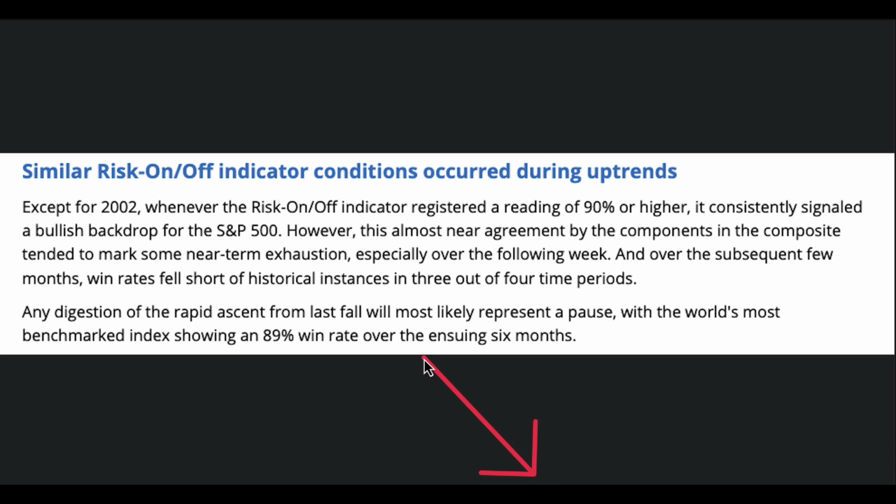So if we pull back, and we're going to pull back eventually, what they're saying is those pullbacks are buying opportunities, with the world's most benchmark index showing a 90% win rate 6 months from that pullback. So when we see the pullback, there's a 90% chance 6 months later you're higher. That's why this is important. When you see the pullback, based upon this indicator firing, they're saying there is a 90% chance that you are higher in 6 months. So when this happens, we really shouldn't be preparing for Armageddon according to this data point.